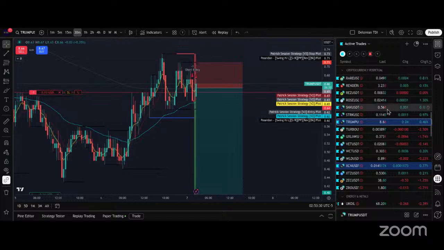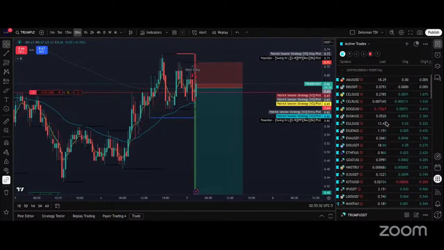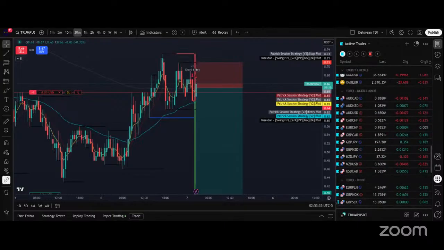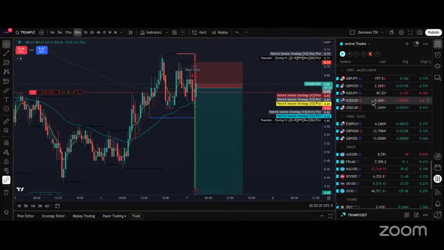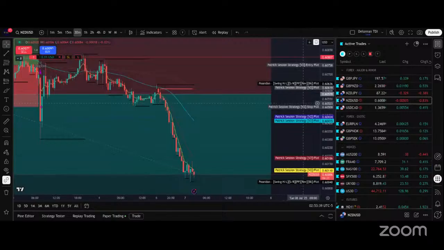Also looks like our trade on NZD versus US dollar is doing quite well. I'm very pleased with it. We broke out of that consolidation and just took off. So that's wonderful.